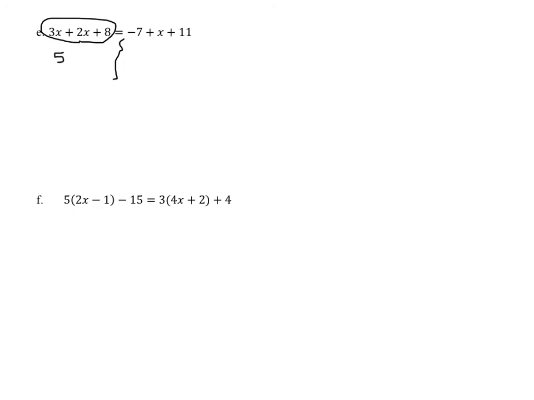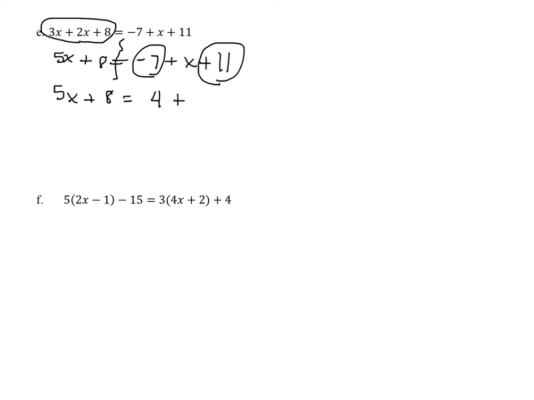So you get 5x plus 8 is equal to negative 7 plus x plus 11. Okay, I have like terms on the right-hand side as well. So I'm going to combine those. I owe you $7, and I have $11. So I really have $4. Now you're like, well, how come you're not changing signs? Because I'm not jumping the side. I'm not moving it across the equal sign.